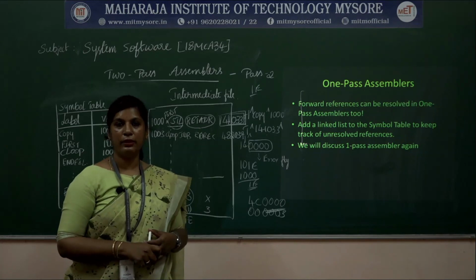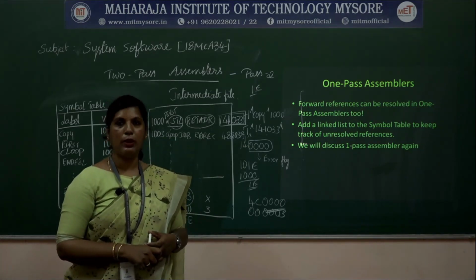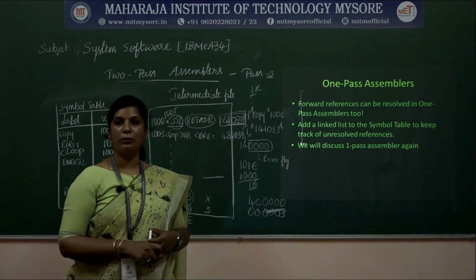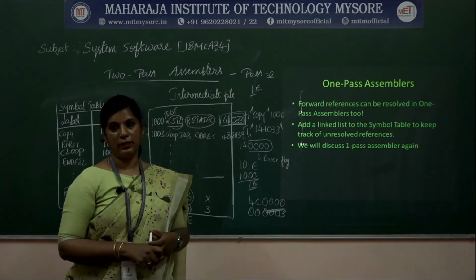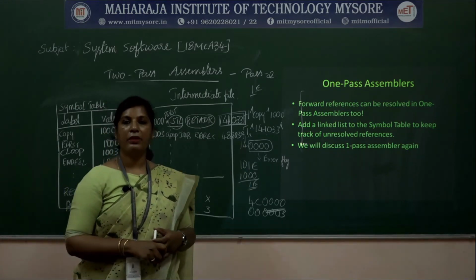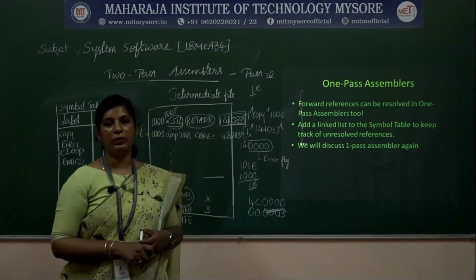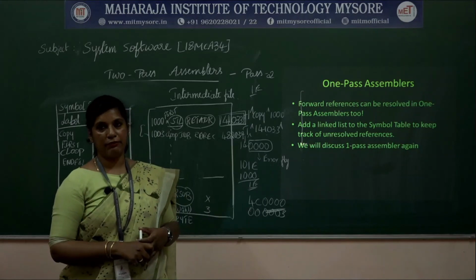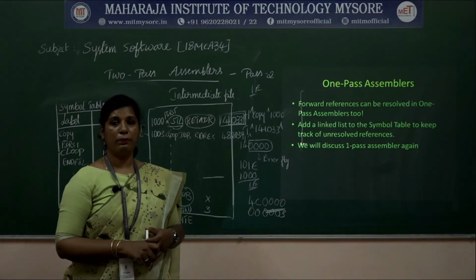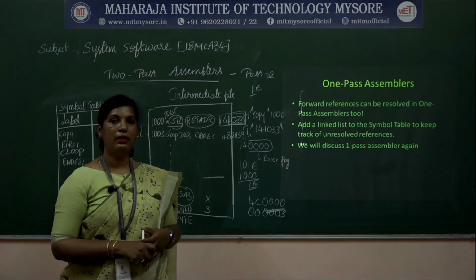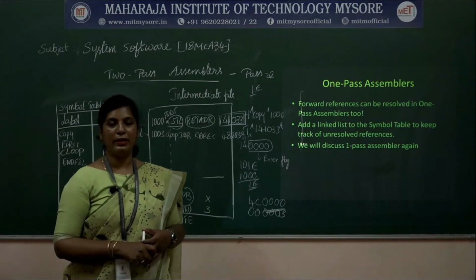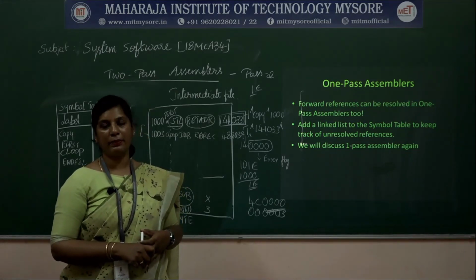This is how the pass 1 and pass 2 assembler works. Actual processing is done during pass 1, and actual translation is done during pass 2. Pass 2 generates the object file for the loader to load into primary memory. Whatever is done by pass 1 and pass 2, the same is done in a single pass, and that is called a one pass assembler. We will discuss the one pass assembler in upcoming sessions.